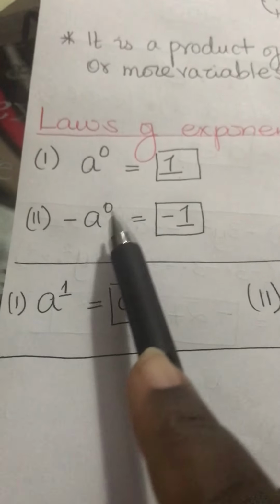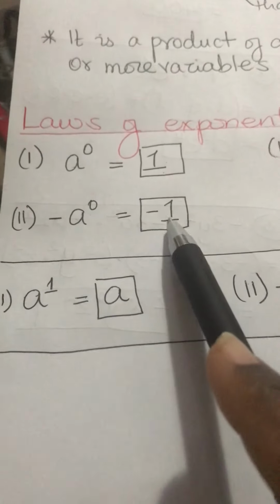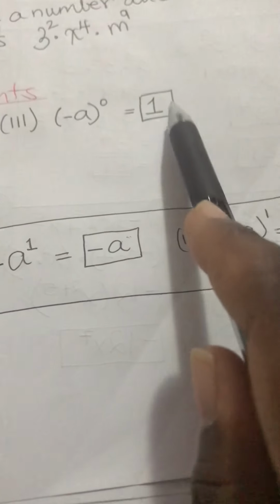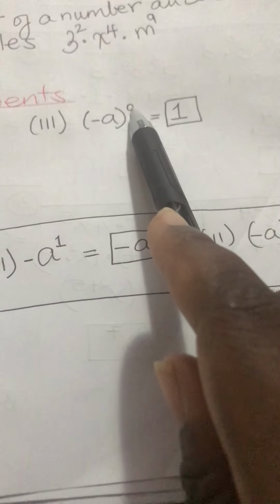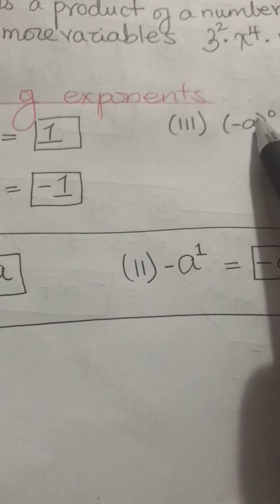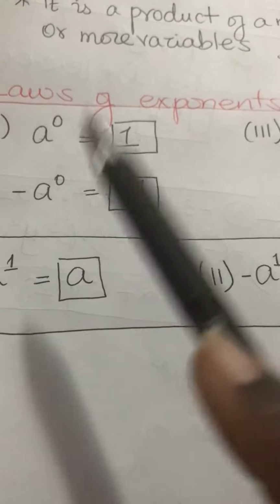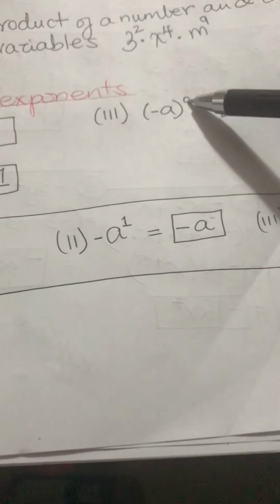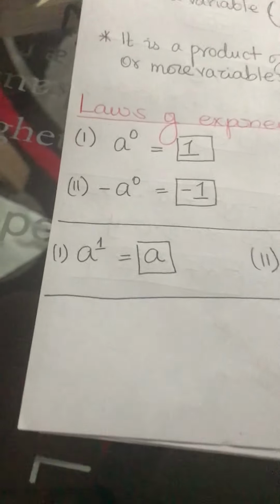So the thing you need to know: when there is no bracket, it is negative. When there is a bracket, it is positive, as long as the exponent is 0. Please don't say this about any other exponent. I'm only talking about when the exponent is 0. Okay?